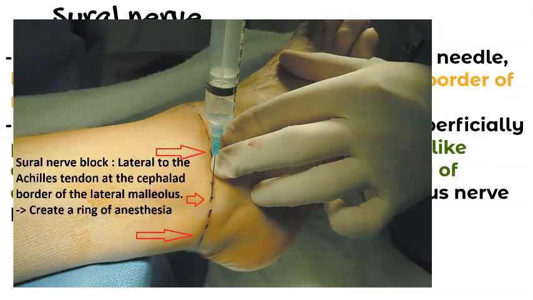Again, this figure shows the sural nerve block is done lateral to the Achilles tendon at the cephalad border of the lateral malleolus, thereby creating a ring of anesthesia.